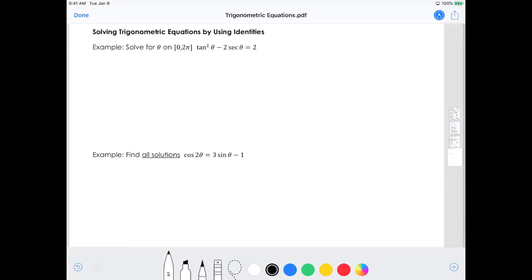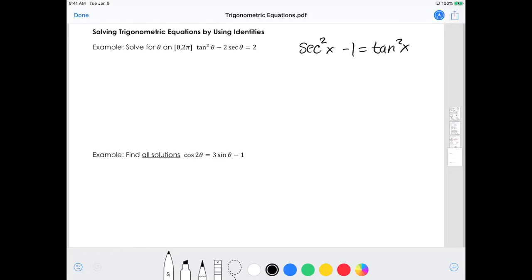So in this case, we're going to use trig identities to substitute in, to create an equation that has all the same trig function in it. And if you recall, we have the Pythagorean identity secant squared minus 1 is equal to tangent squared x.